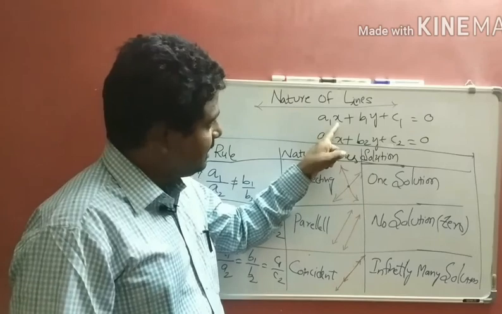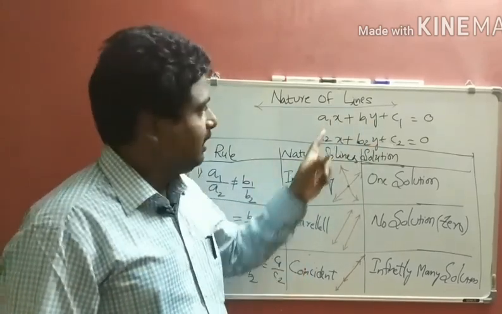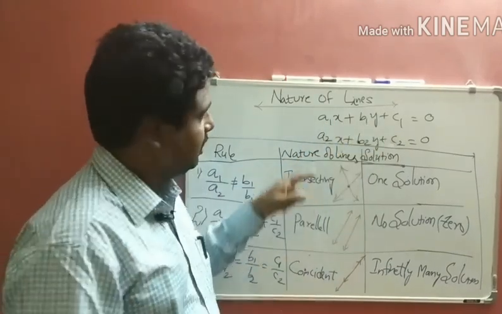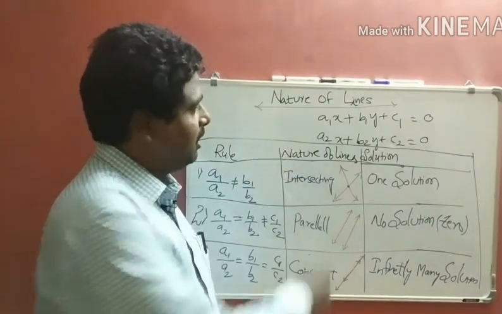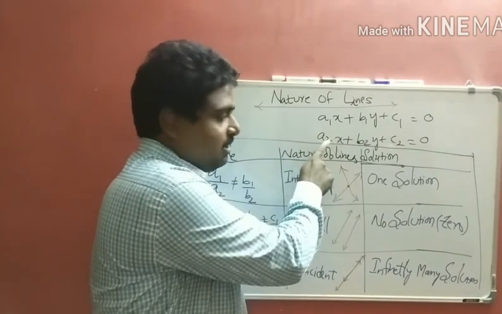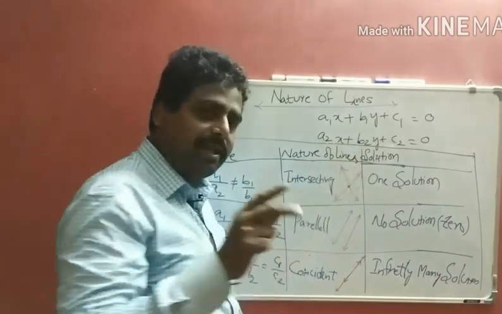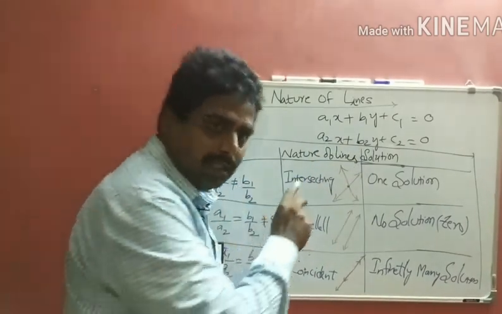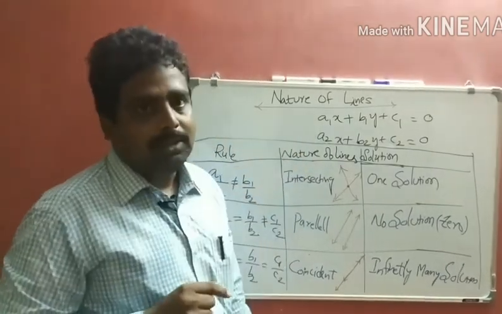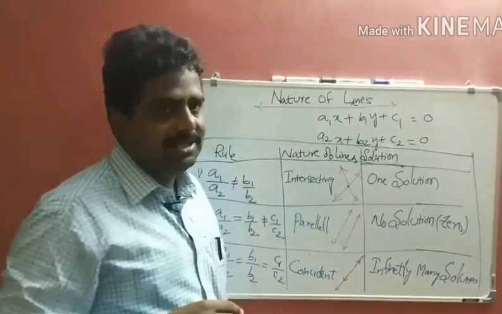Here you observe x and y are the only variables, and the remaining a, b, c are constants. a1 is the x coefficient, b1 is the y coefficient, c1 is the constant. One other line we selected is a2x + b2y + c2 = 0, where a2 is the coefficient of x, b2 is the coefficient of y, and c2 is the constant. Here also x and y are the only two variables, so these two are linear equations in two variables. These are two, so it is a pair of linear equations in two variables.